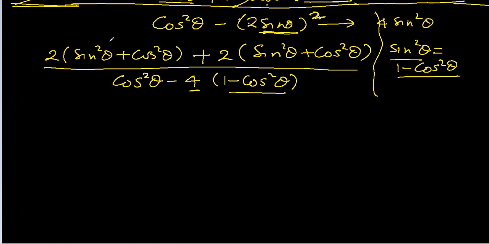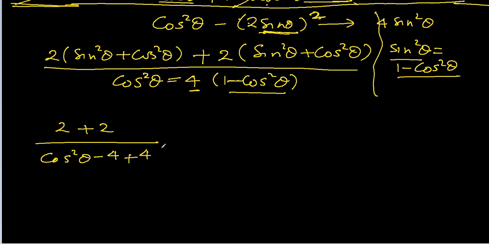Alright. Sin square theta plus cos square theta is 1. So just 2 is left. Plus this sin square theta plus cos square theta is also 1. 2. Cos square theta minus 4 and plus. Because of this minus and this minus, it will be plus 4 cos square theta. And finally, 2 plus 2 is 4.